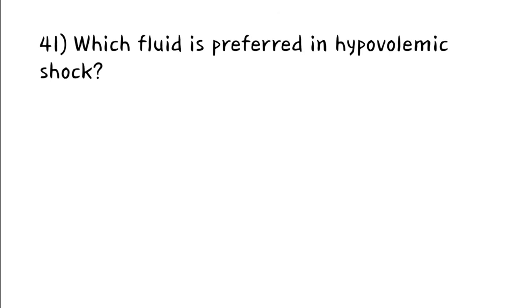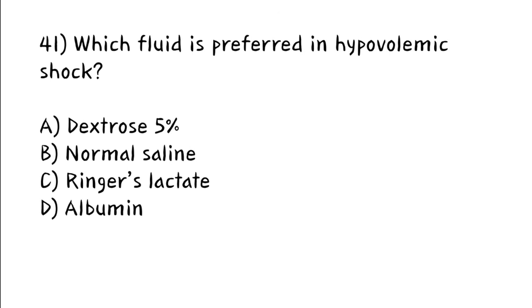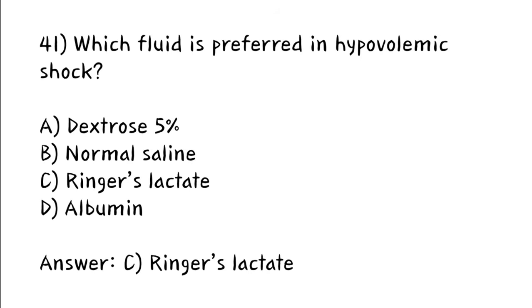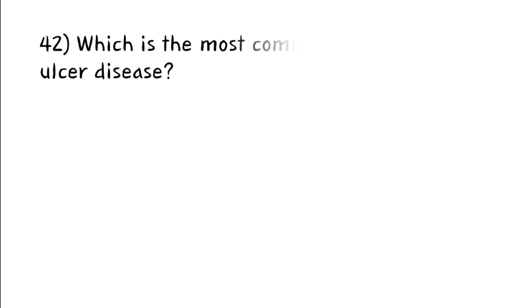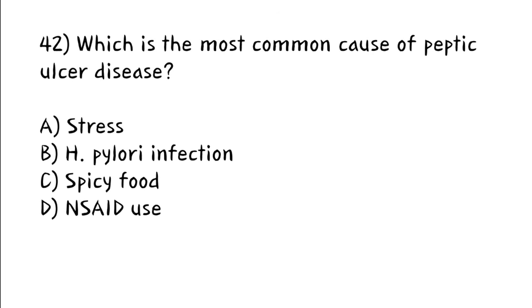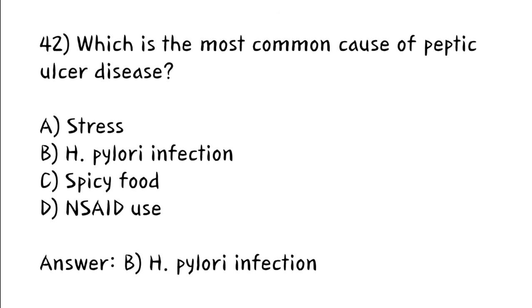Which fluid is preferred in hypovolemic shock? Dextrose 5%, normal saline, Ringer's lactate, albumin. Correct answer is option C, Ringer's lactate. Which is the most common cause of peptic ulcer disease? Stress, H. pylori infection, spicy food, and NSAID use. Correct answer is option B, H. pylori infection.